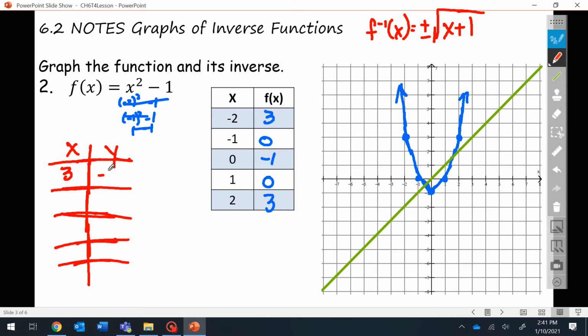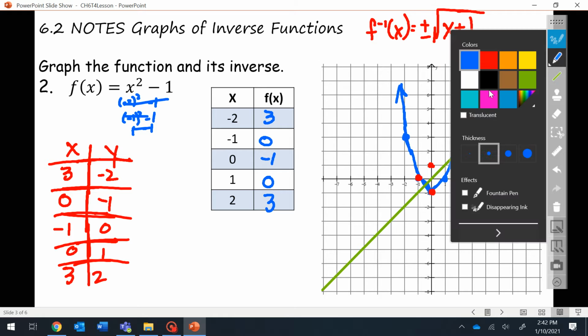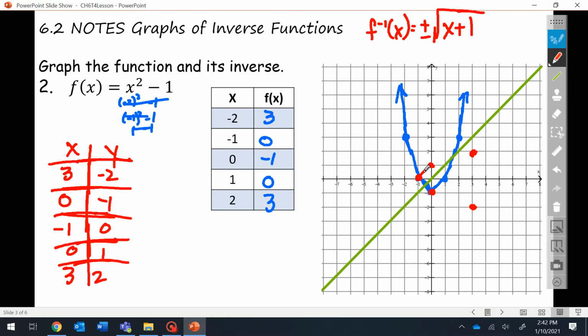So we have 3, negative 2. We have 0, negative 1. We have negative 1, 0. We have 0, 1. And we have 3, 2. So we got 3, negative 2, 0, negative 1, negative 1, 0, and then 0, 1, and then 3, 2. And so this is what our inverse function looks like.